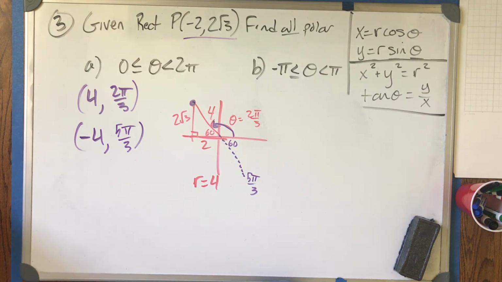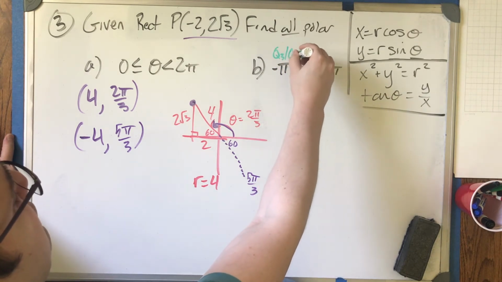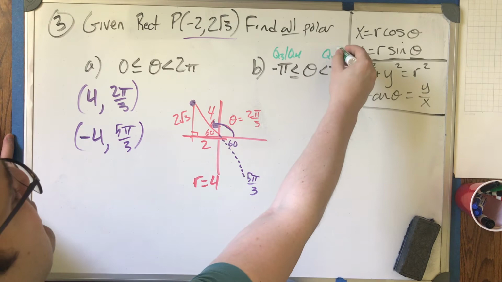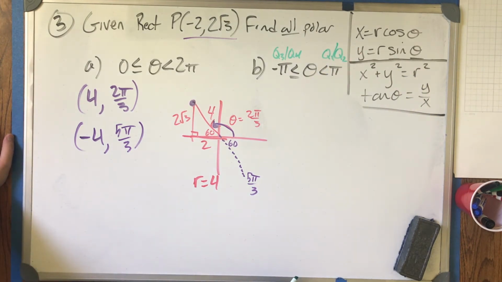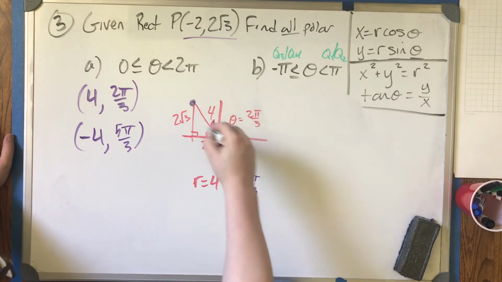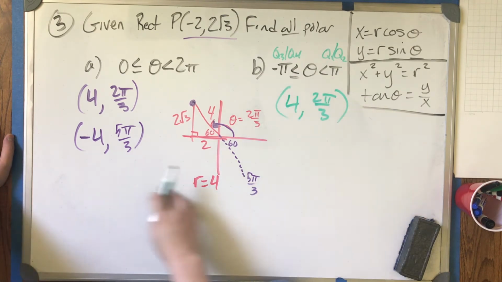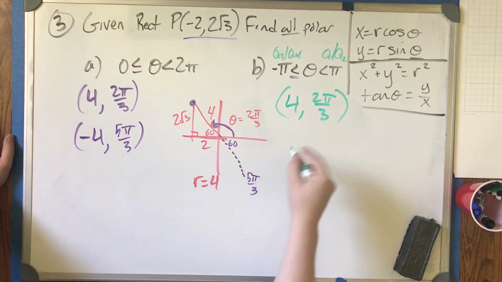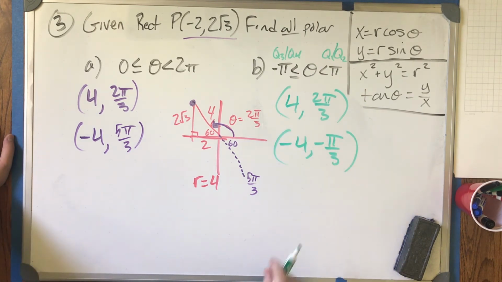Now if we change this up a little bit, where we now have this weird negative pi to positive pi, the way I like to think about it is this is basically anything in Q3 or Q4 you're going to use a negative angle for, and anything in Q1 or Q2 you'll use a positive angle for. So that means that this first one works, the point that we had over there, 4 comma 2 pi over 3. Down here, if we were to use this point, we can't use 5 pi over 3, so we'll use its negative equivalent. So that's negative pi over 3. And that's going to be the set of polar points that meet those criteria.